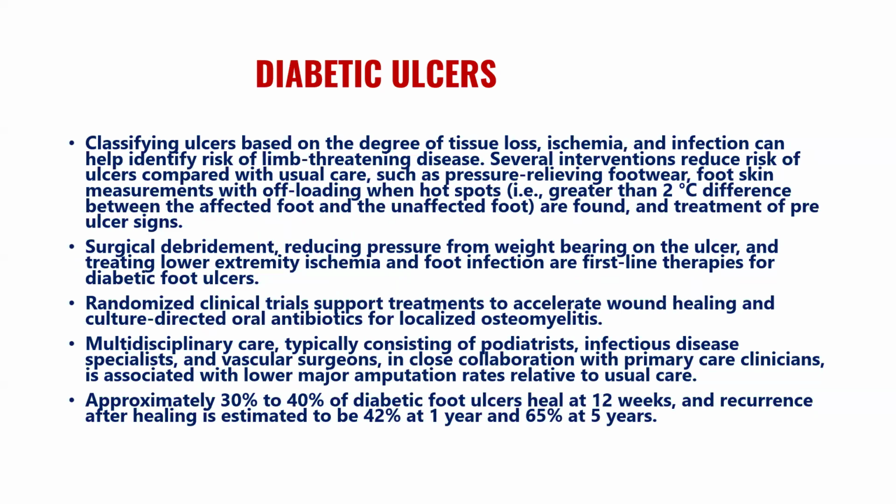Classifying ulcers based on the degree of tissue loss, ischemia, and infection can help identify the risk of limb-threatening disease. Several interventions reduce risk of ulcers compared with usual care, such as pressure-relieving footwear, foot skin measurements with offloading when hot spots are found, and treatment of pre-ulcer signs. Surgical debridement, reducing pressure from weight bearing on the ulcer, and treating lower extremity ischemia and foot infection are first-line therapies for diabetic foot ulcers.